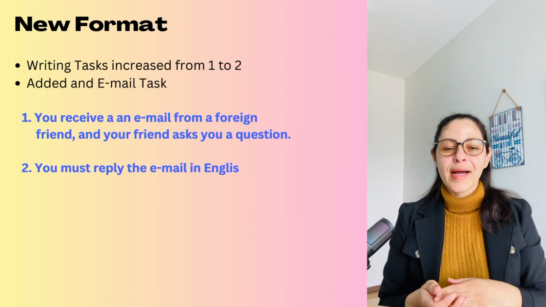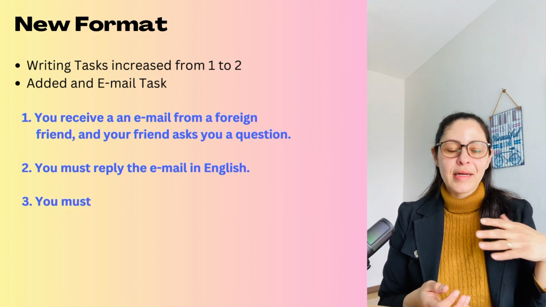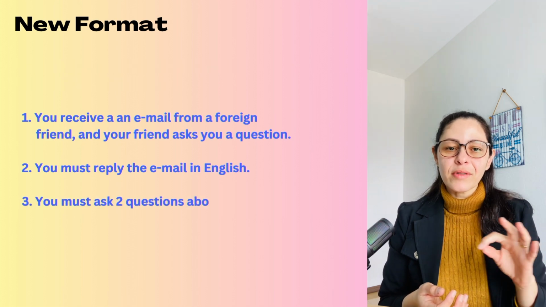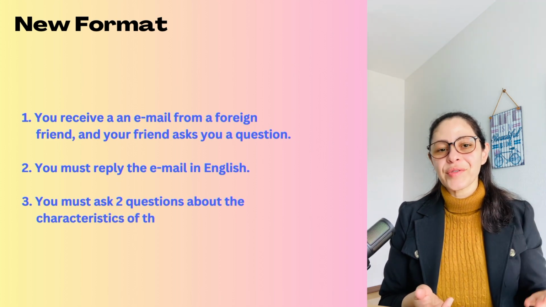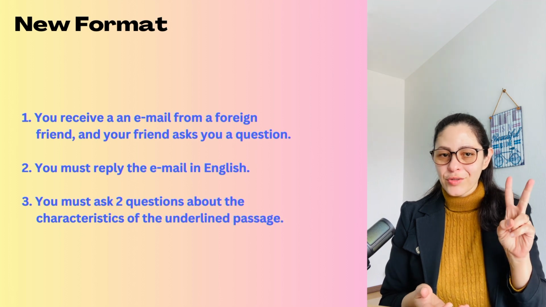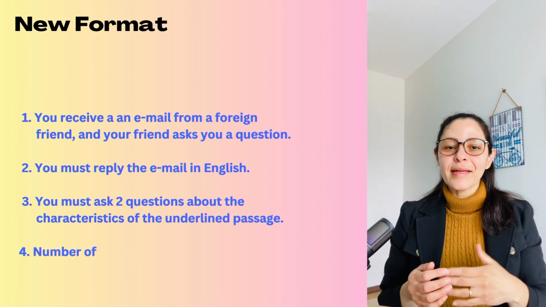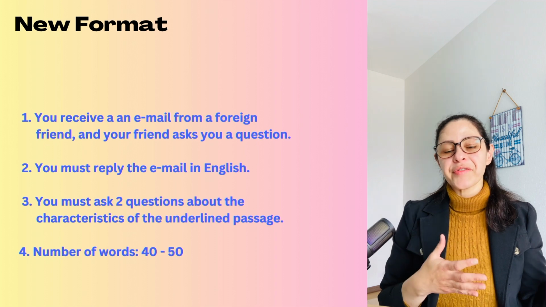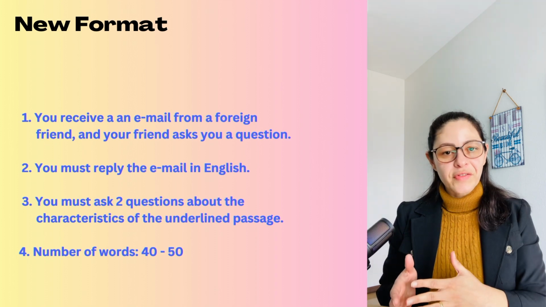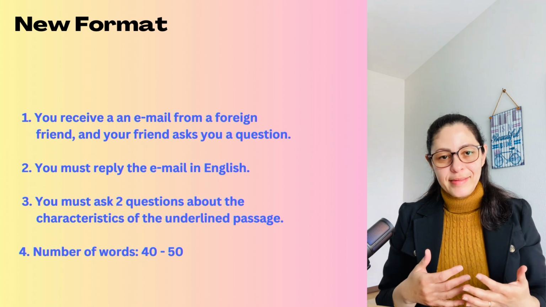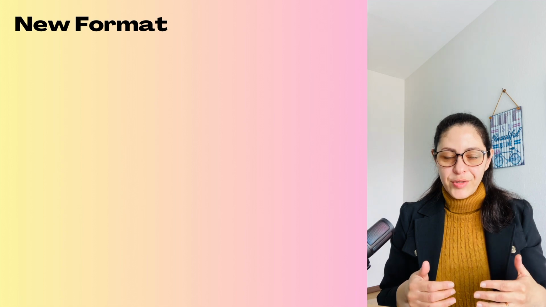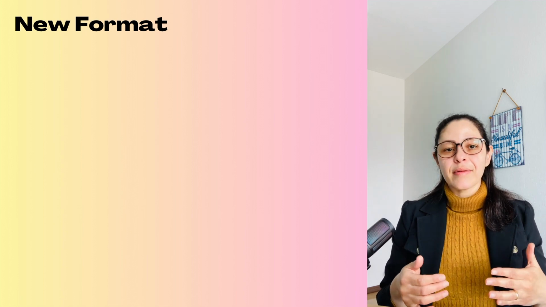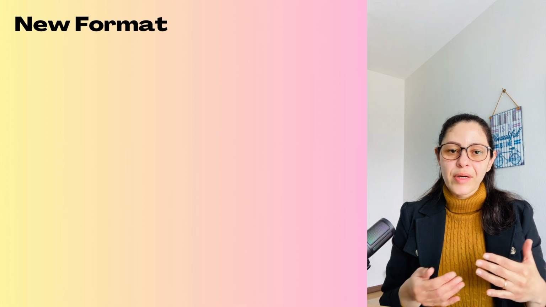Also, we have to ask 2 more things about the characteristics of the underlined passage. You are going to see that we have an underlined passage, and you have to ask about this, okay? 2 questions, don't forget. Finally, how many words do we have to write? We have to write something around 40 to 50 words. So if you have been practicing, it's gonna be pretty easy, okay? Just remember, focus on the question, answer the question, and then after that, ask 2 more questions about what is underlined on the email, okay?